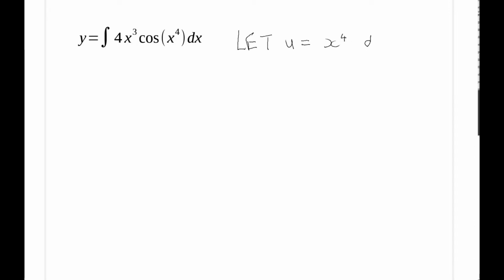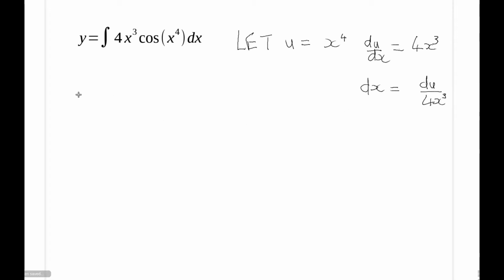So therefore, when I differentiate that, du/dx, we get quite a simple differentiation: 4x to the 3. Like on the last video, we need to rearrange this to get it in terms of dx. So dx equals du divided by 4x^3. Quite straightforward, that.